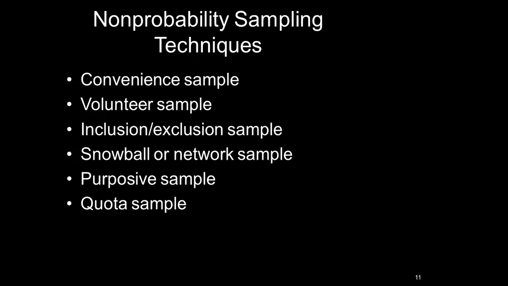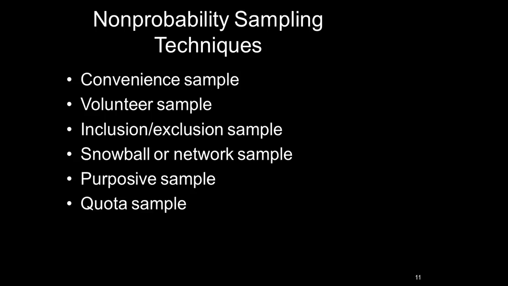So I guess one of the most common ones is convenience, also known as haphazard or accidental sampling. Here, members of the population are chosen based on their relative ease of access. So to sample, say, friends, coworkers, or shoppers at a single mall, all are examples of convenience sampling.